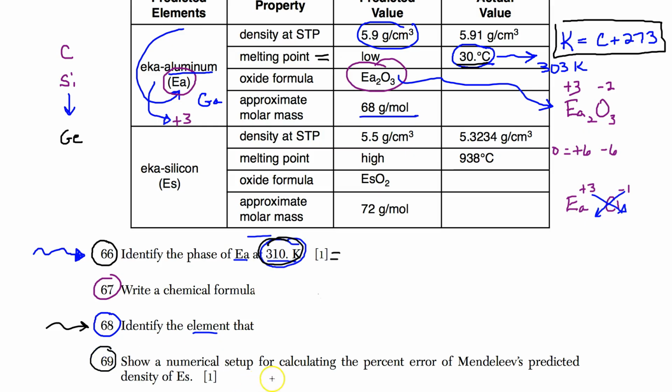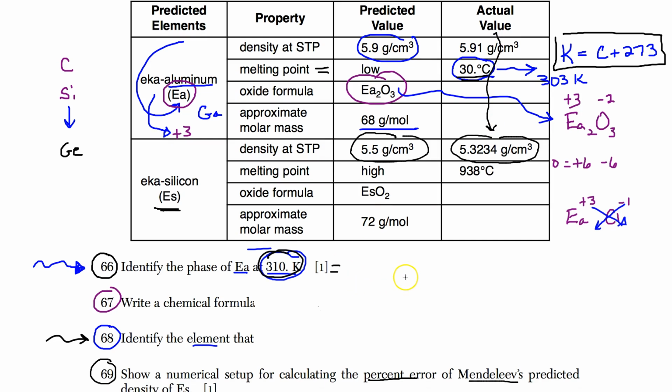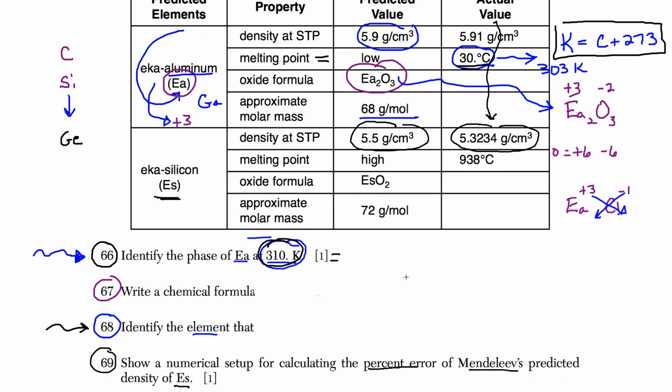Show a numerical setup for calculating the percent error of Mendeleev's predicted density of ES. So if you notice, in this chart, we have to go into the chart. There's the predicted value, and there's the actual value. And of course, the actual value is what we call the theoretical value. Okay, so we want to make a percent error. So we need a formula from table T.